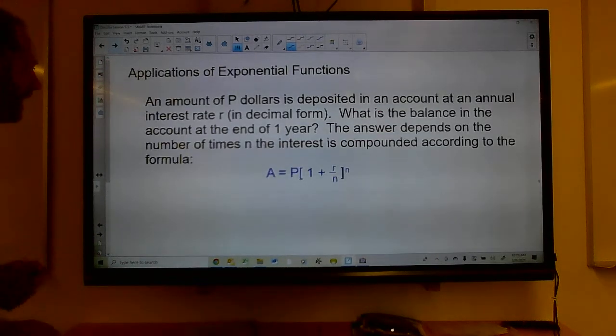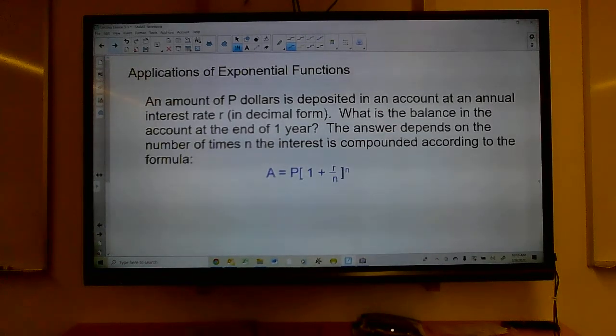Okay, applications of this. So we did this last year as well, compound interest. The amount of P dollars is deposited in an account of an annual interest rate of R. What is the balance of the account at the end of year 1? The answer depends on the number of times N that the interest is compounded according to the formula.